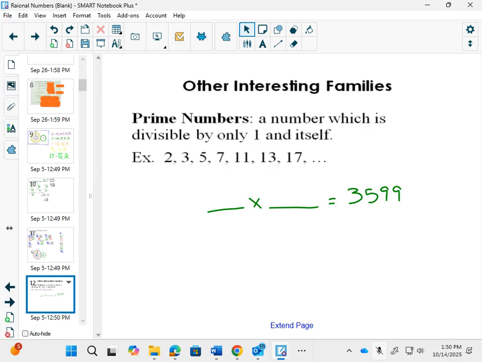No, it's different. These are just prime numbers. 2 is 1 times 2. 3 is 1 times 3. We don't include 4 because 4 is also 2 times 2.